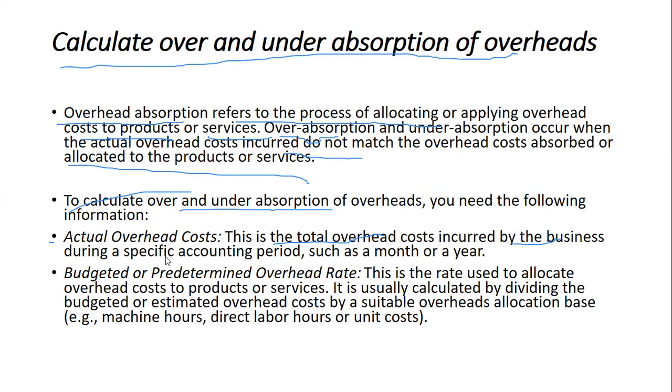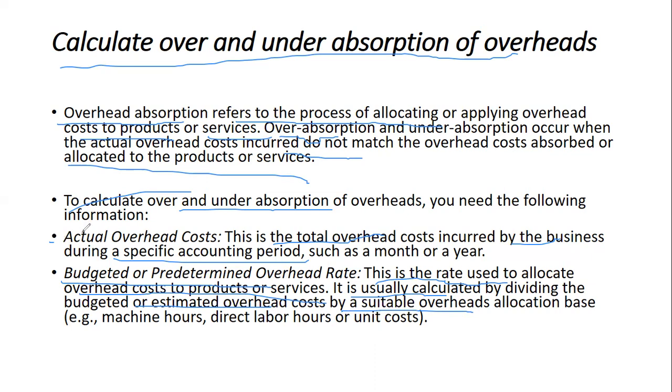This is the total overhead costs incurred by the business during a specific accounting period, such as a month or year. Then the budgeted or predetermined overhead rate, which is the one we're calculating, the absorption rate. This is the rate used to allocate overheads to products or services. It is usually calculated by dividing the budgeted or estimated overhead by a suitable overhead allocation base.